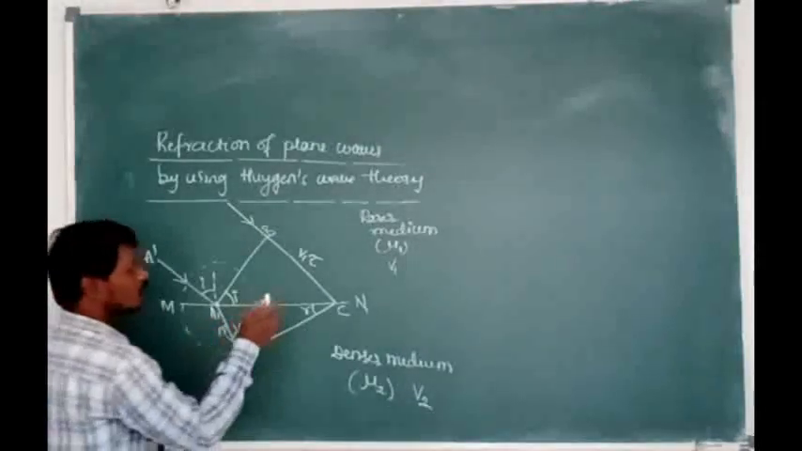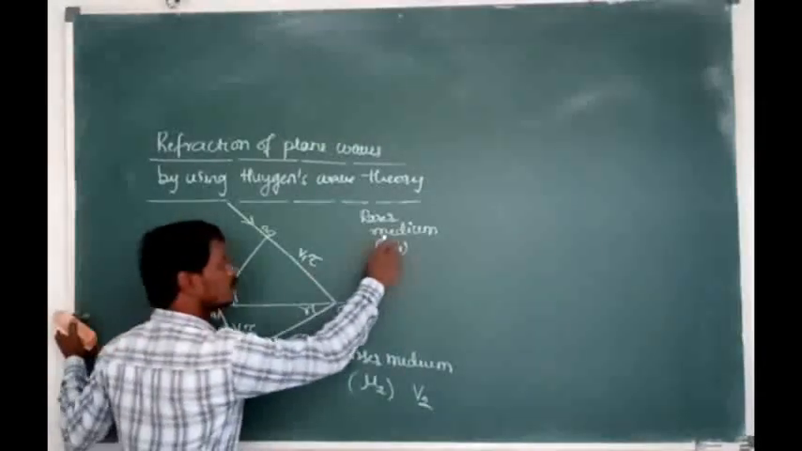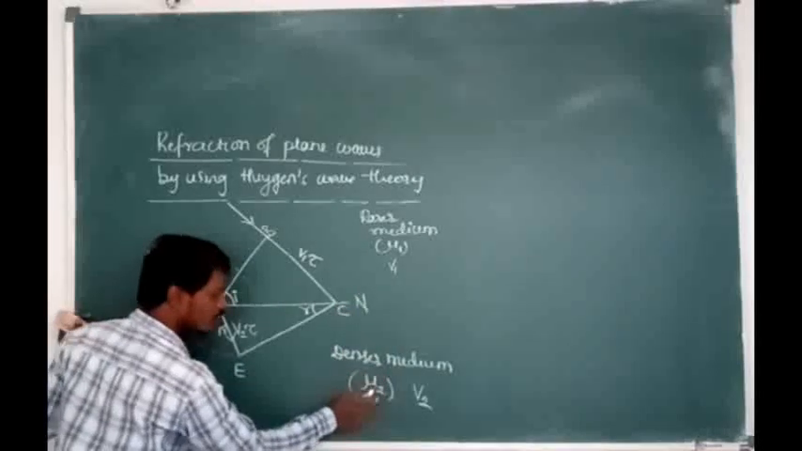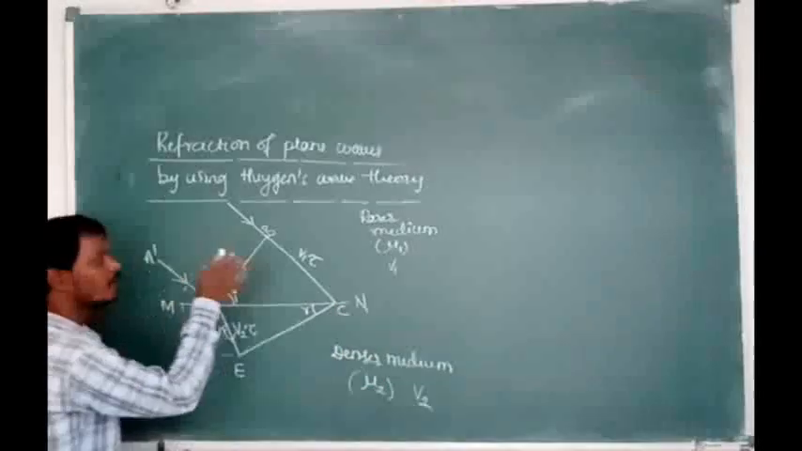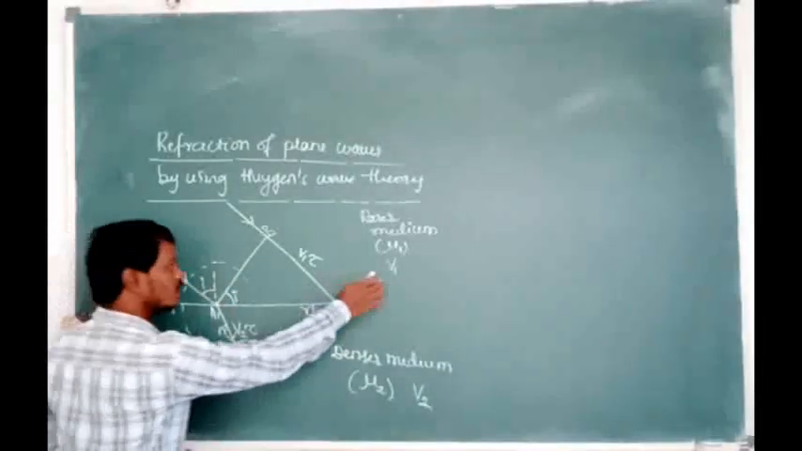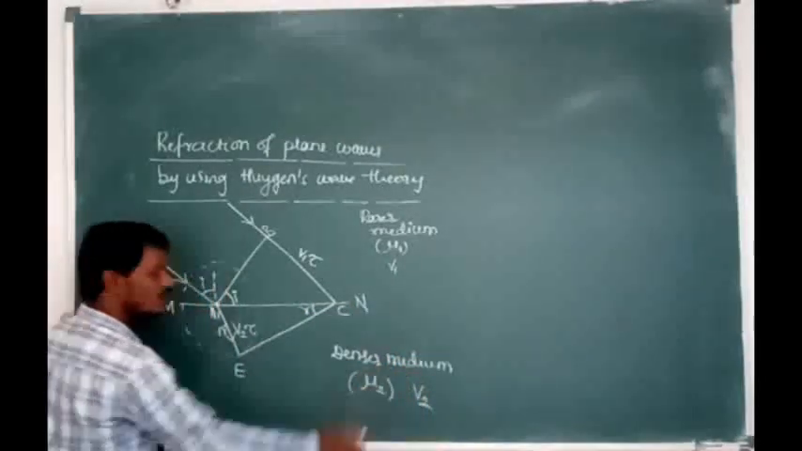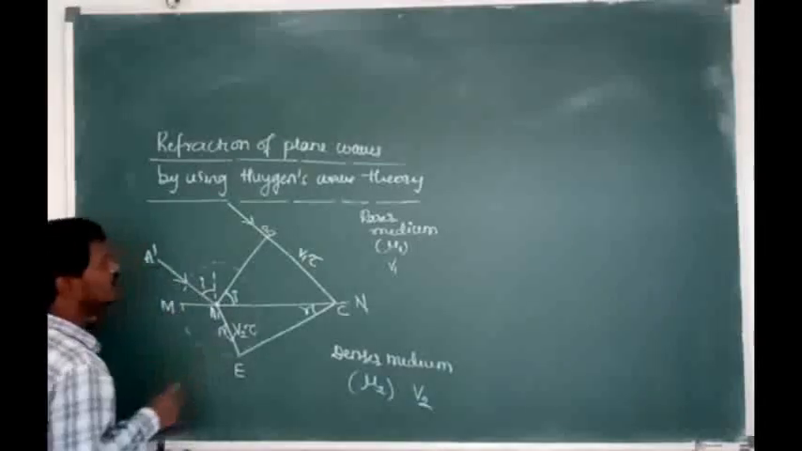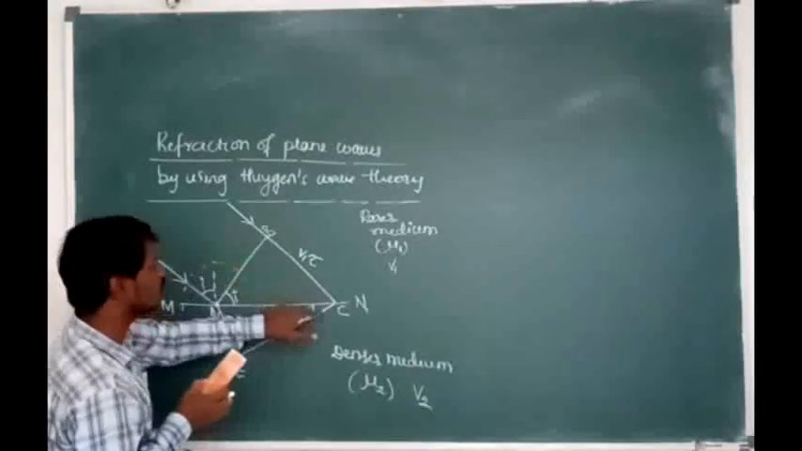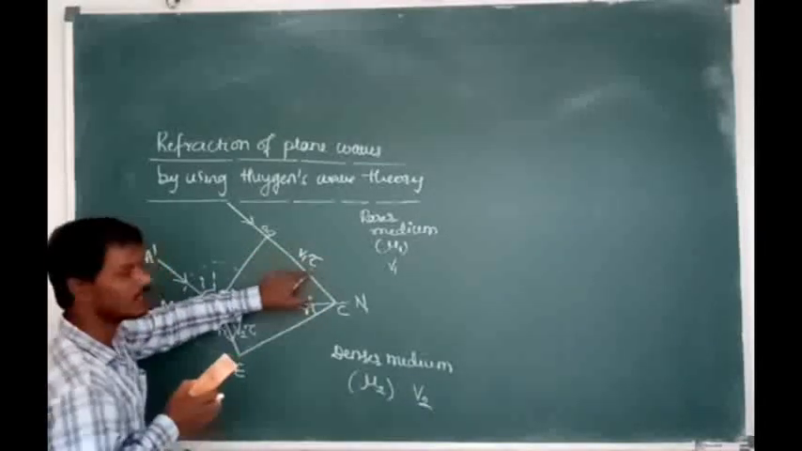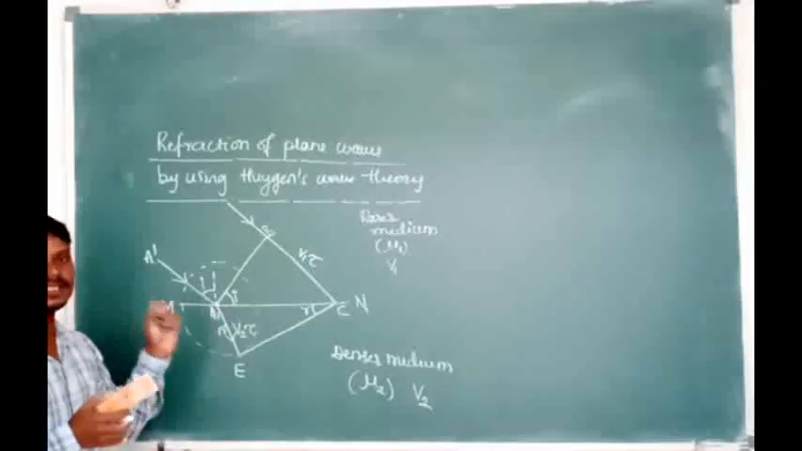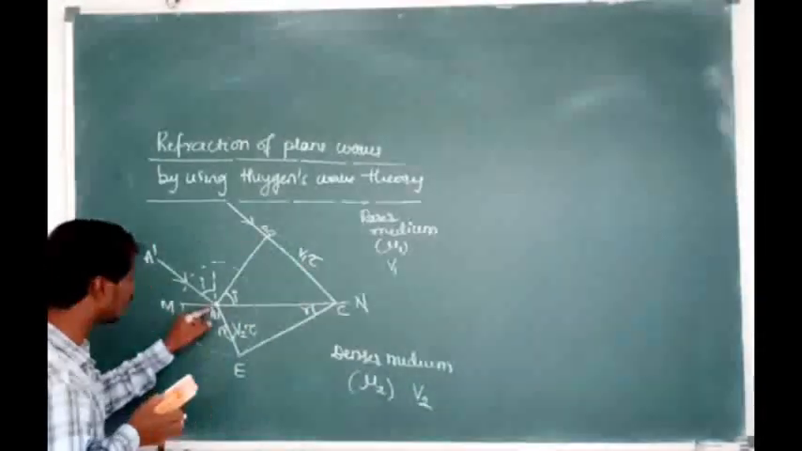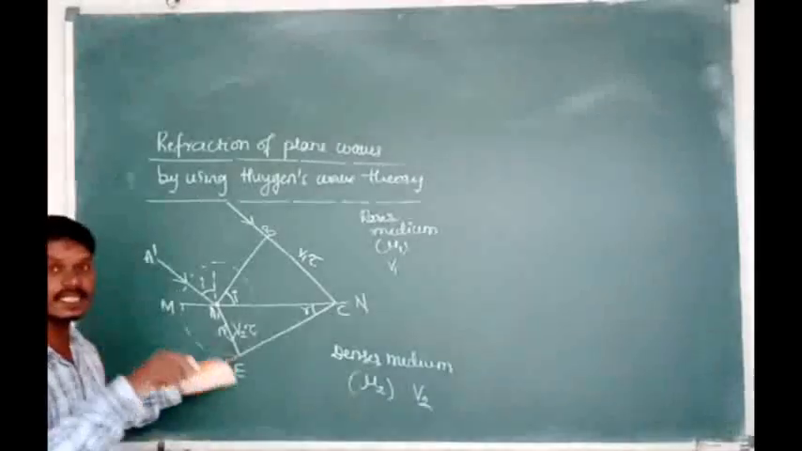Now, what is the refractive index of the rarer medium? mu1, and the refractive index of the denser medium is mu2. The speed of light in the rarer medium is v1, and the speed of light in the denser medium is v2. So what is the distance traveled by the secondary wavelet from B to C? That is v1 into tau, because the time taken is tau. What is the distance traveled by the secondary wavelet from A to E in the denser medium?